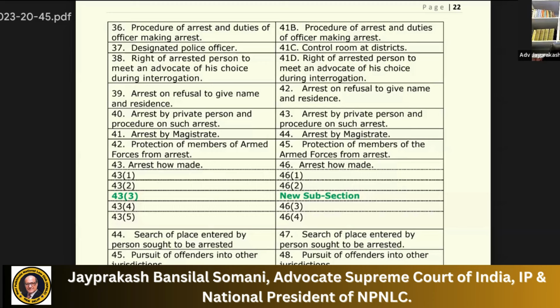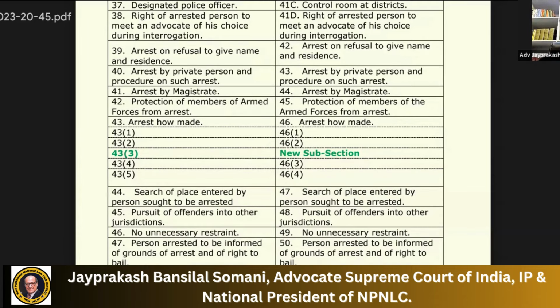BNSS section 43, arrest how made. Its earlier section was in CrPC 46. Then section 43.1, 43.2, 43.3 is new subsection, 43.4 and 43.5. Its corresponding section which is related to arrest how to be made, 46.1, 46.2, 46.3 and 46.4, was in CrPC. And now they are 43.1, 43.2, 43.3. This is a new subsection 43.4 and 43.5, which is related to arrest how to be made.